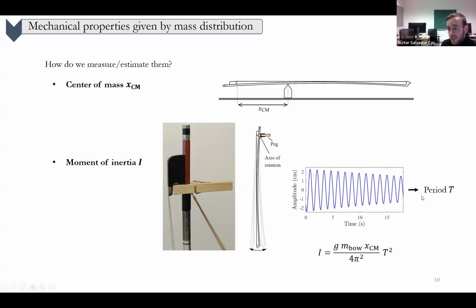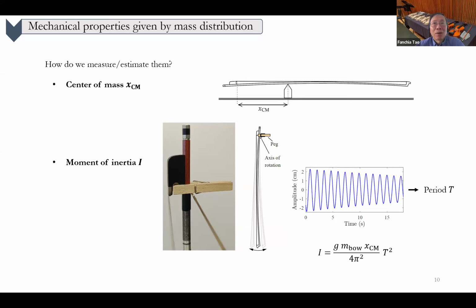And then the only thing that you should measure is the period. You can do it several times if you want to increase your accuracy. Just measure with a chronometer how much time it takes for your bow to perform 10 oscillations. Then you take this time and divide it by 10, and you will have the period of your oscillation. You just have to put this period into the equation to obtain your estimated moment of inertia.